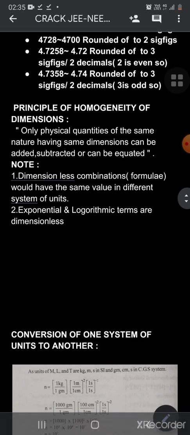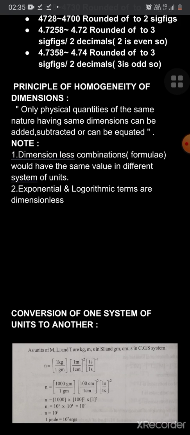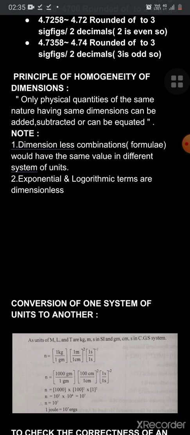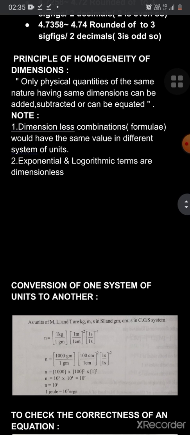Next, the principle of homogeneity of dimensions. The principle of homogeneity of dimensions says that only physical quantities of the same nature, having the same dimensional formula, can be added, subtracted, or equated. If 2 physical quantities are equated, then their dimensions are equal. If 2 physical quantities are added, then they have the same dimensions. In the same way, if 2 physical quantities are subtracted, then they have the same dimensional formula.